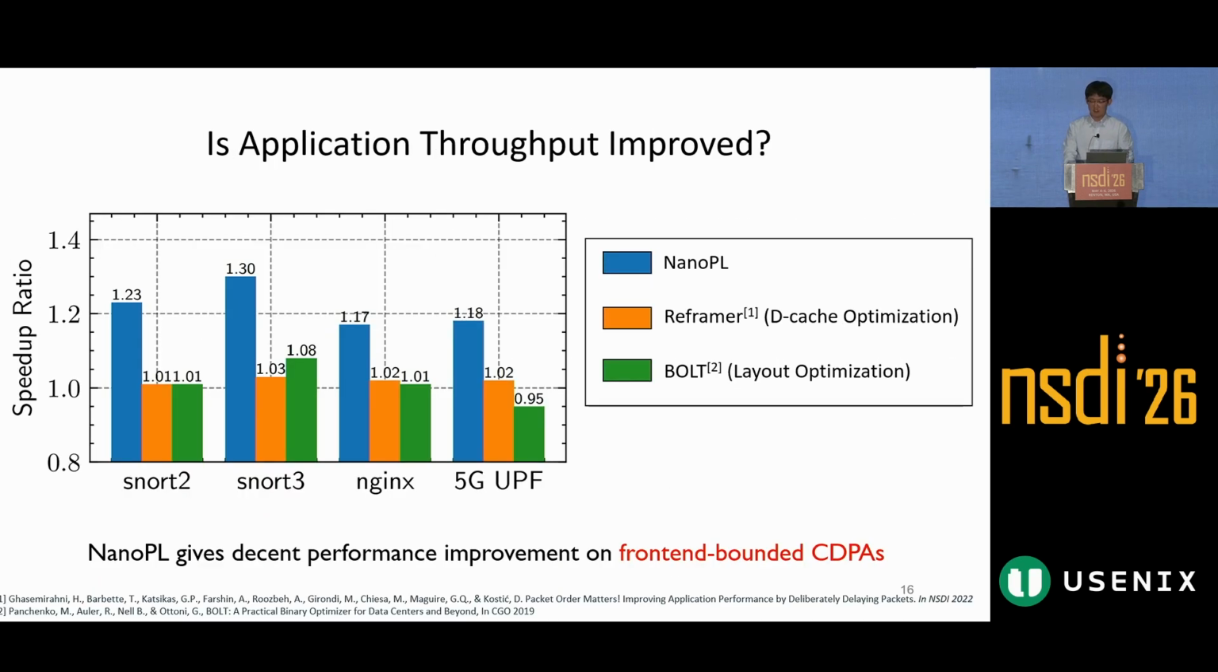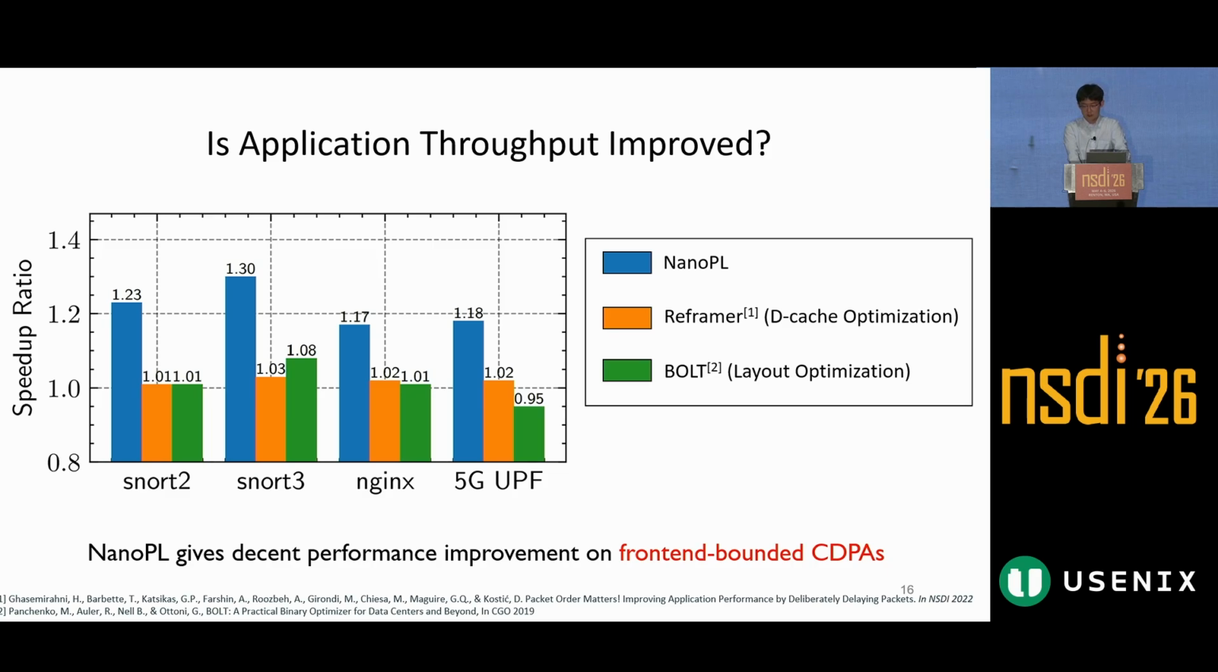Finally, we show the evaluation results of NanoPipeline. First, we apply NanoPipeline to representative CDPAs shown on the graph and measure the improvement on their throughput. The results show that NanoPipeline can give a decent performance improvement ranging from 17% to 30% on the applications. We also apply the optimization mentioned in Reframer, which reorders packets according to their flow so that the data access can hit the Dcache better.